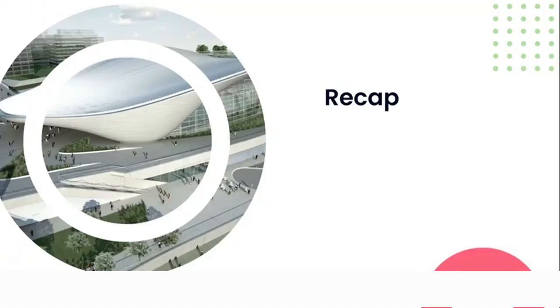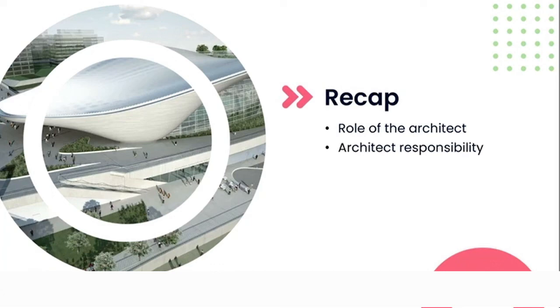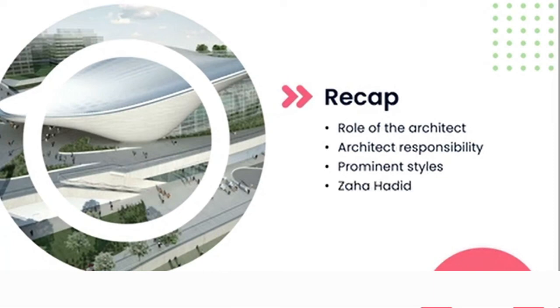And that brings us to the end of our lesson on the architect. Let's do a quick recap of what we've just covered. We now understand the role of the architect and the designer on a project. We have covered the roles and responsibilities of the architect on a project and where they come into play. We look at some of the prominent architectural styles and characteristics associated with each style. And lastly, we look at a prominent architect in the industry, Zaha Hadid. An exciting and extremely important lesson when it comes to the fundamentals of interior design and architecture.